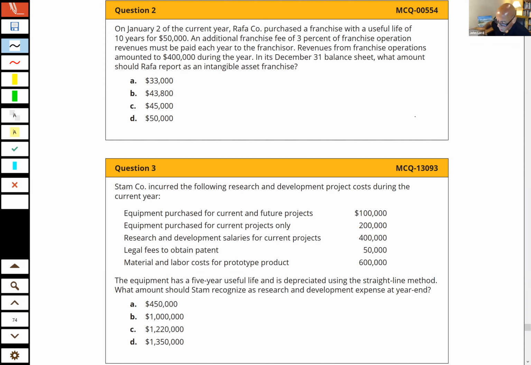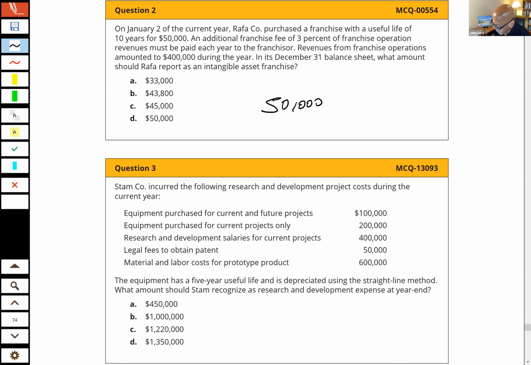So we have 50,000 that we paid for this franchise. And then they tell us we're going to have to take 3% of franchise operation revenue and pay that for franchisee operations. They tell us the amount of revenue, but then want to know what should be reported on the balance sheet. Well, this percentage of revenue thing is not going to affect the asset account. It's simply an expense that gets reported straight on the income statement.